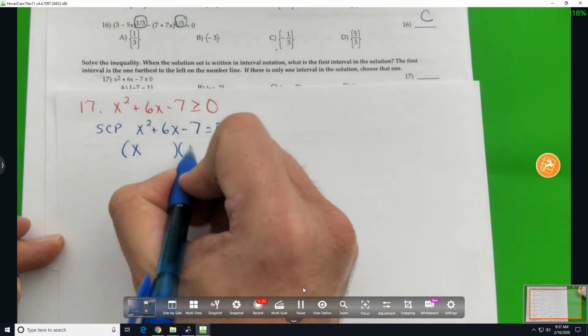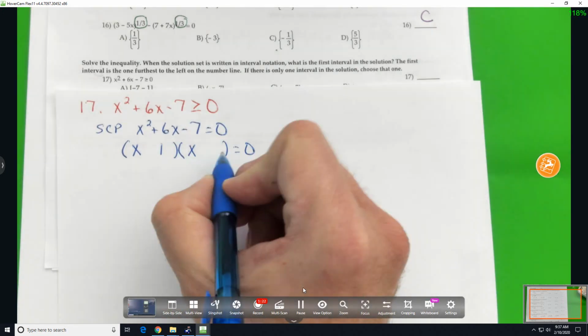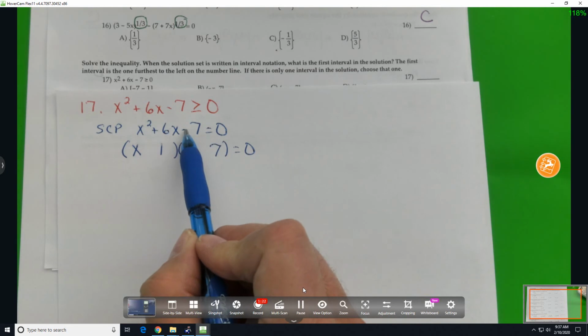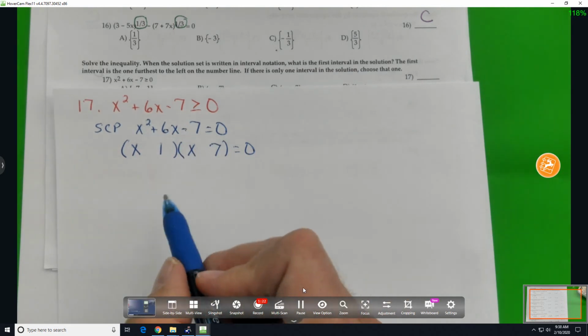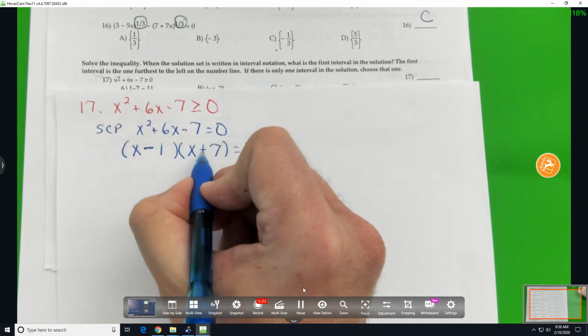X and X. This one sure factors pretty easily, isn't it? What are the only two numbers I can use for 7? 1 and 7. 1 times 7. And the second sign is minus, so that's a plus and a minus. How should I arrange it? A minus 1 and a plus 7.